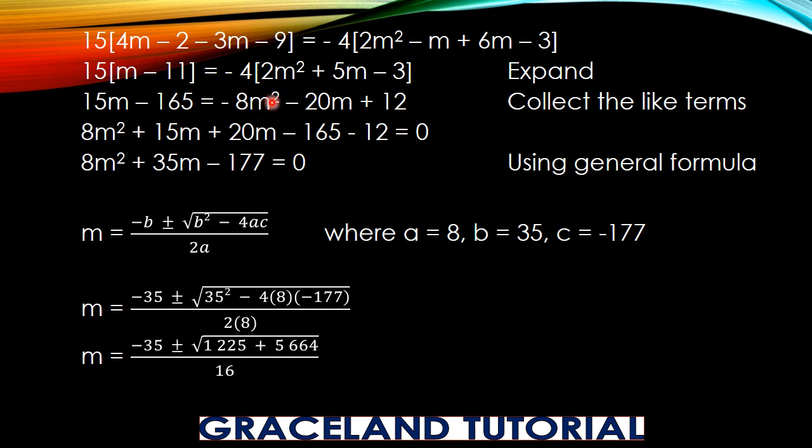Minus 8m squared will move to the left hand side and turn to plus 8m squared. Then you have plus 15m on the left hand side. Minus 20m will move to the left hand side and turn to plus 20m. Minus 165 on the left hand side. Then this plus 12 will move to the left hand side and turn to minus 12. All together equal to 0.